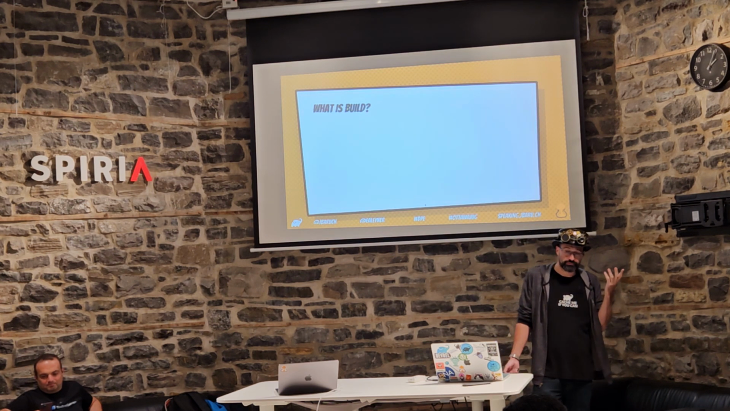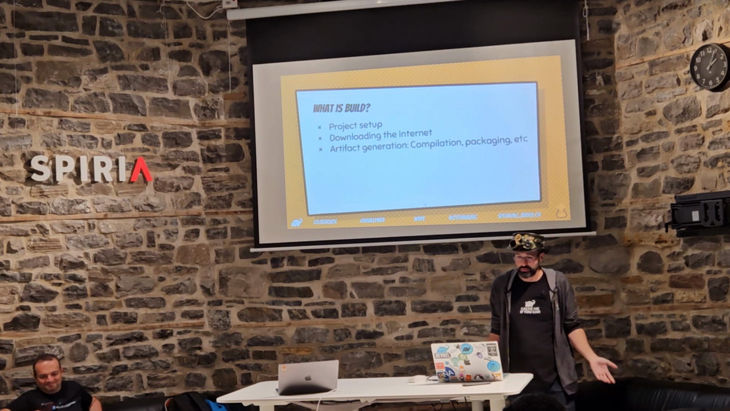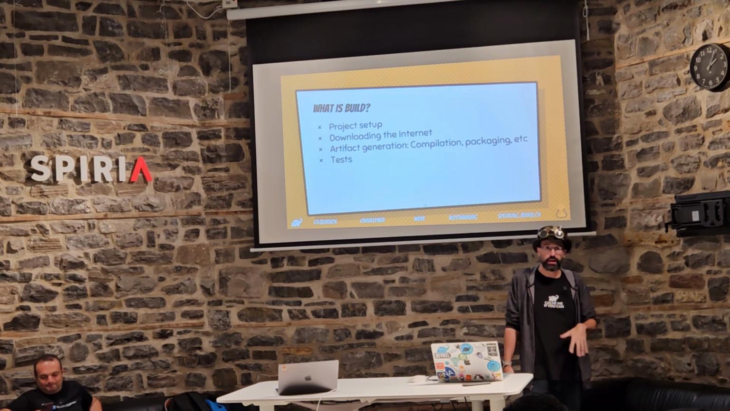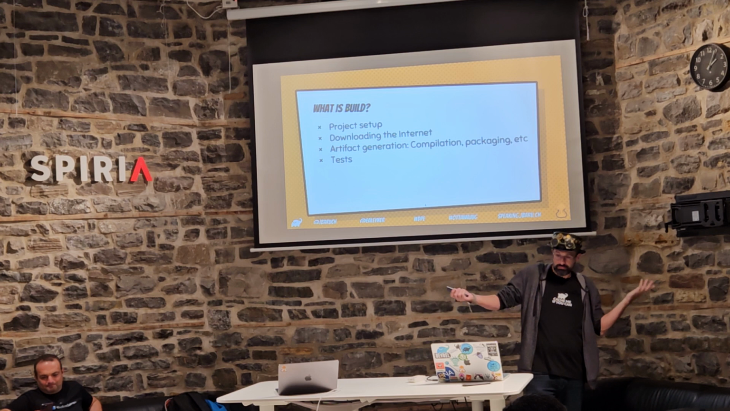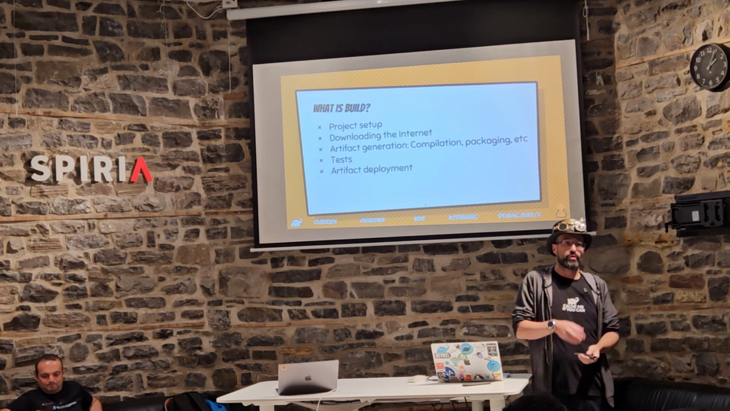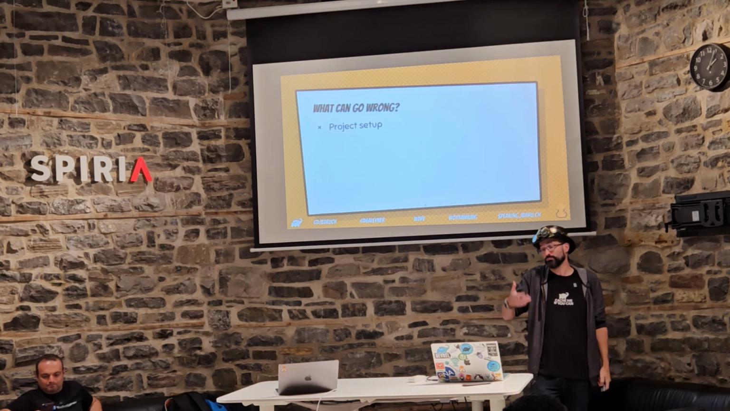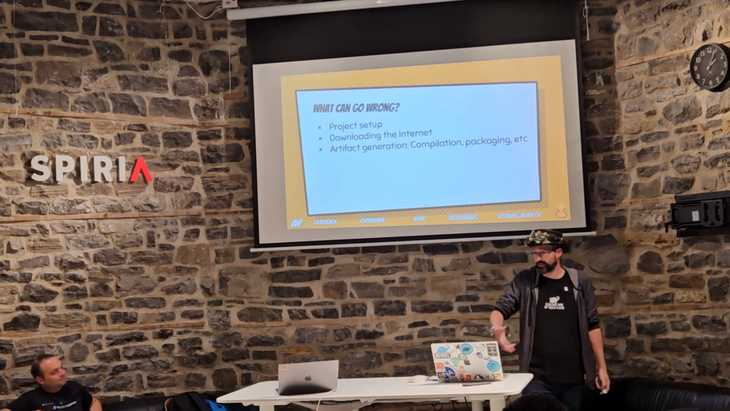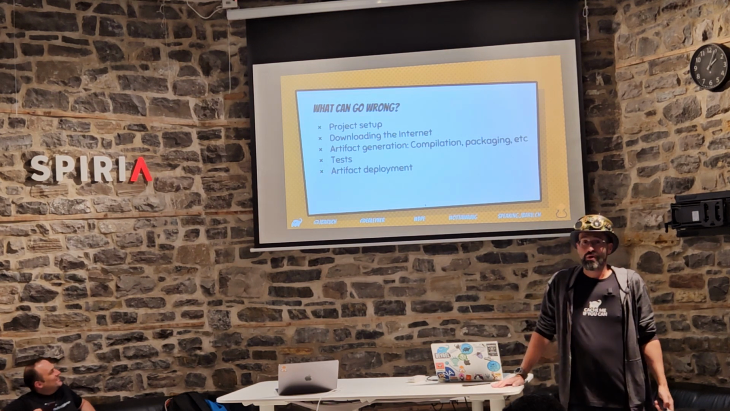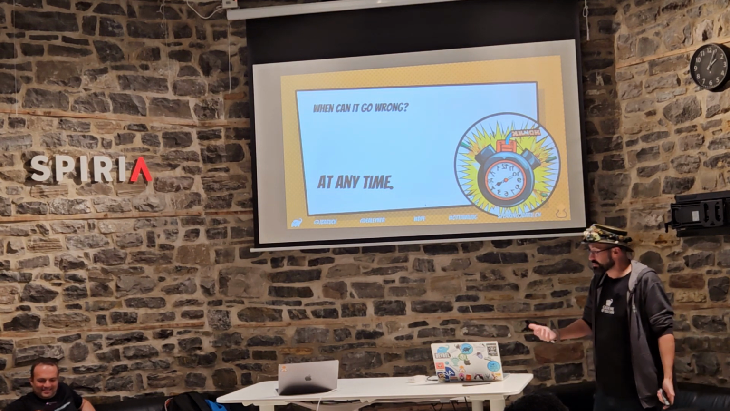Now, what is build? Build is project setup, downloading the internet, all the dependencies that we need, artifact generation, compilation, packaging, whatever it takes, running tests, some tests, and then deploying the artifact either to a local cache or to some artifactory or whatever. Now, what can go wrong? Project setup, downloading the internet, artifact generation, test, and artifact deployment. Everything can go wrong. When can it go wrong? At any time. This is the problem.